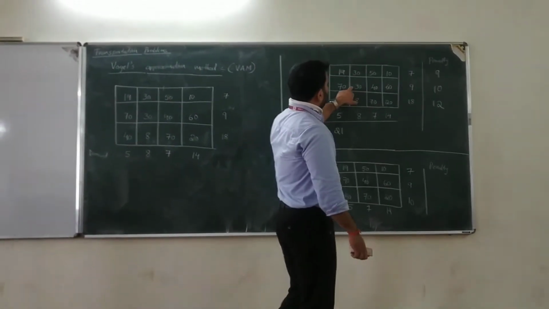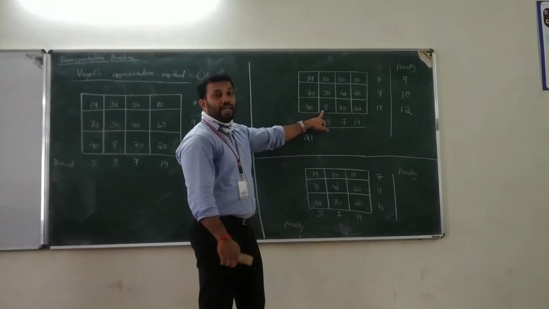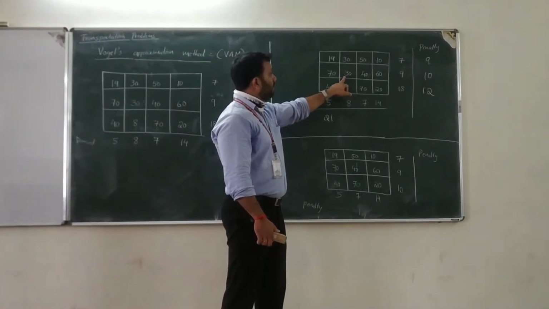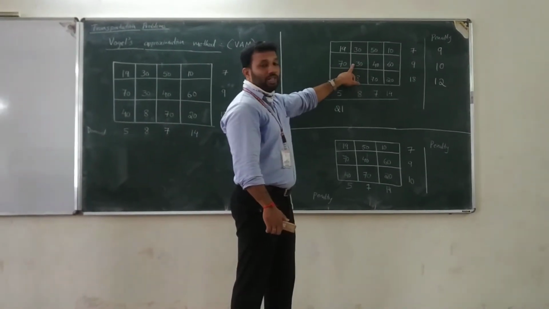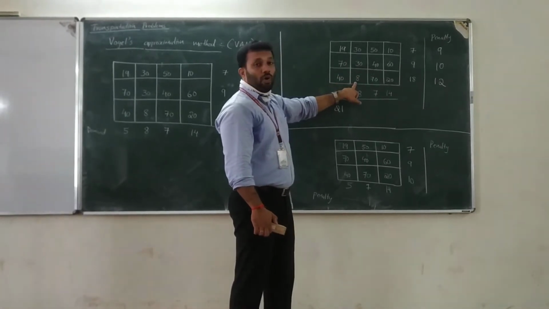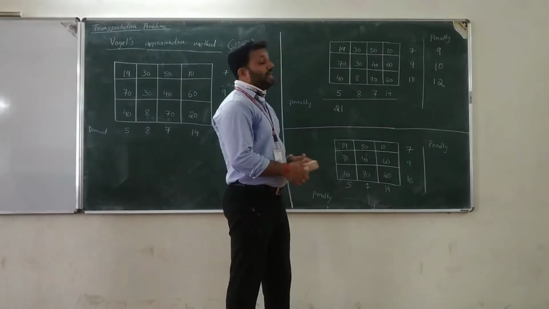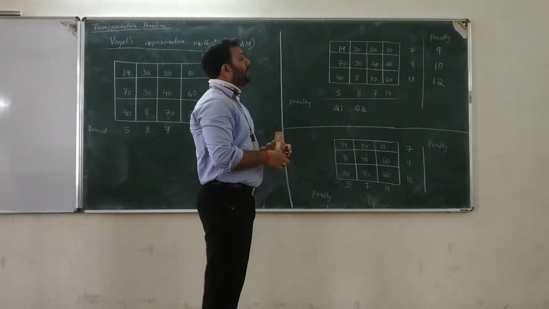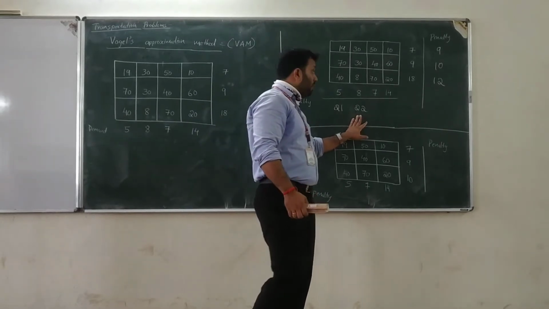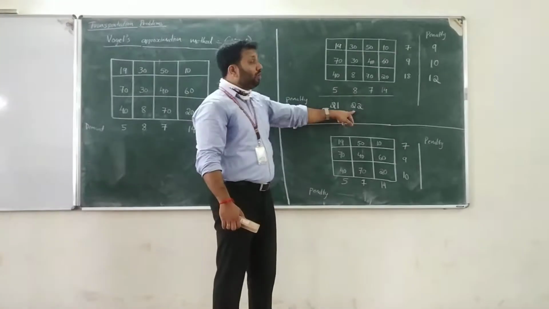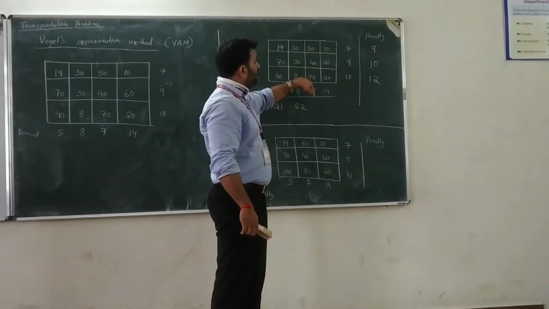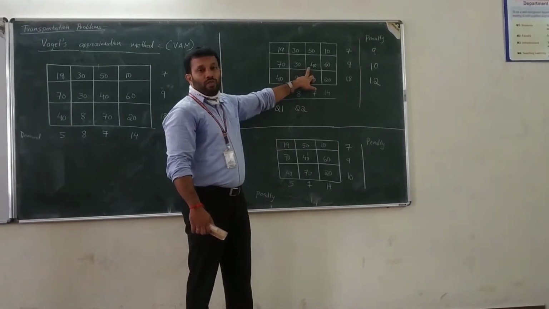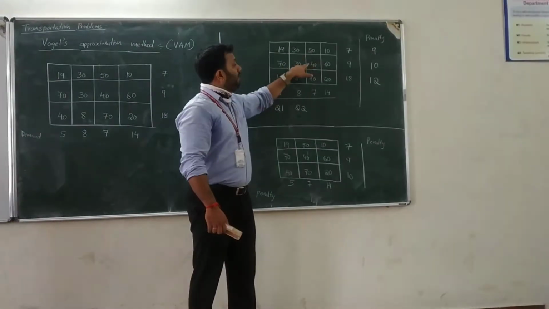Similarly in the second column, 8 is the minimum cost and the very next cost is 30. So 30 minus 8 is 22. The penalty is 22. Now again in the third column, with 50, 40 and 70, 40 is the minimum cost and 50 is the very next cost.